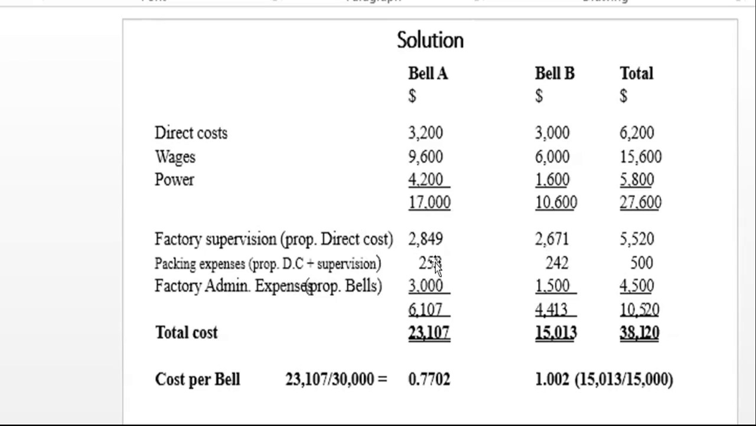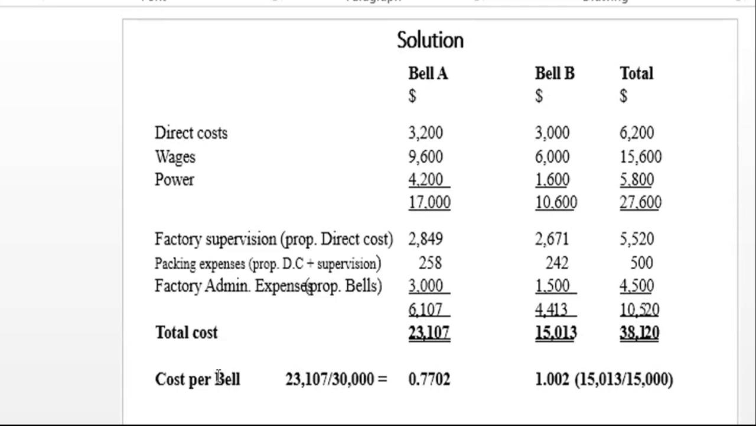So you take this, you add to the factory administrative costs, which were apportioned according to the number of units produced. So this is the cost 17 plus 6,107 to get 27. So 27 is the total cost for Bell A, and then for Bell B it is 15,013, giving us a total. That is the total cost for all the units produced. But for each unit, we can also get it, as we've gotten here.